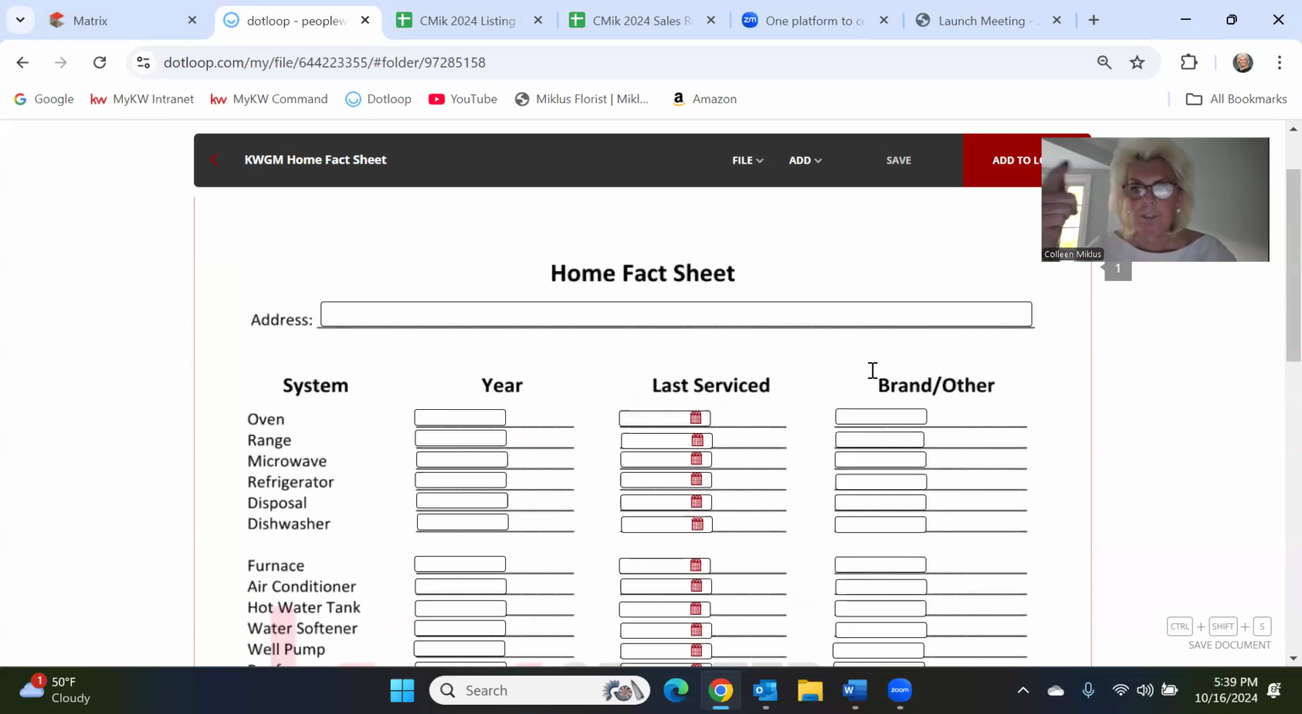This is nice to use as a supplement when you do take a listing, besides your property disclosures, besides your lead-based paint, if it was built before 1978. This home fact sheet is very nice to have online so that as a buyer's agent, I don't have to call you and ask you all these questions. Okay. So again, this is in the Miklas team listing packet, and use this to your advantage when you need it.